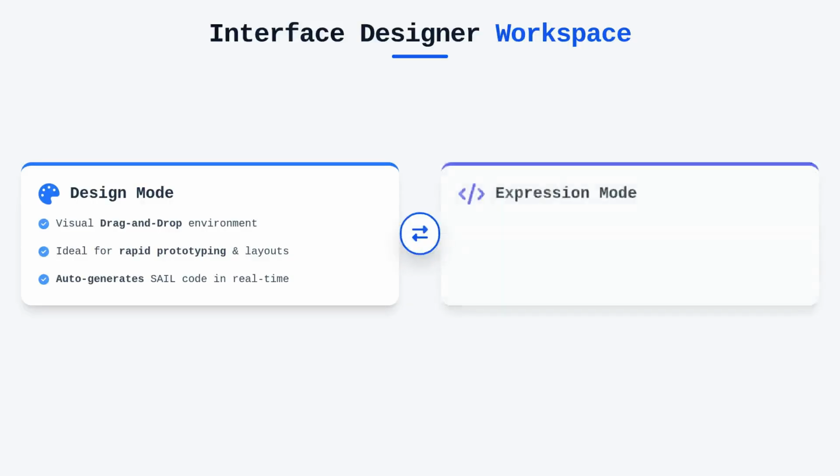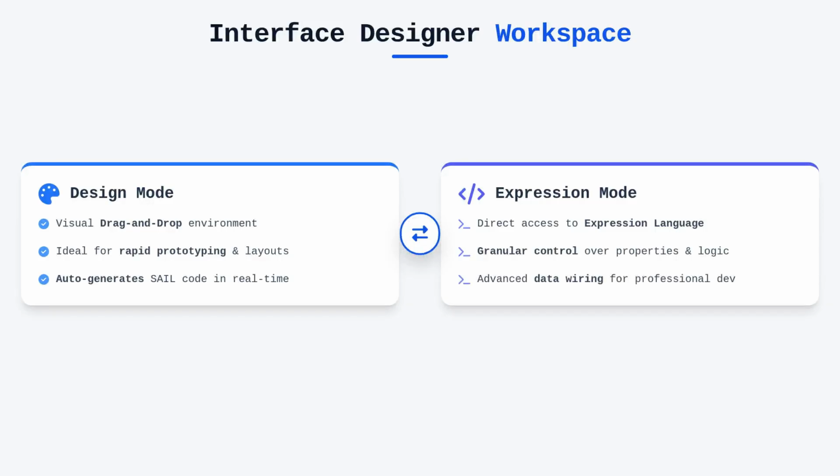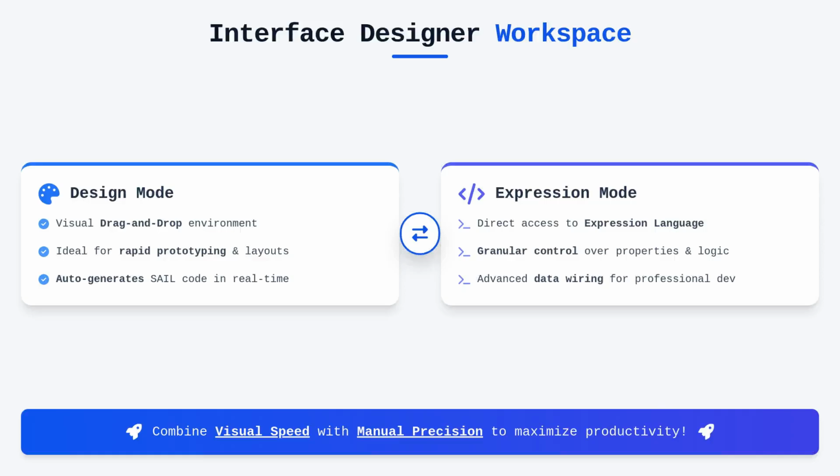On the other hand, the Expression mode allows you to work directly with the underlying expression language, which is where you will spend most of your time as a professional developer. This mode provides granular control over object properties, conditional logic, and the wiring of data between your inputs and the rest of your application. Mastering the transition between these two modes significantly increases your productivity, as you can leverage the speed of visual layout while retaining the precision of manual expression writing.